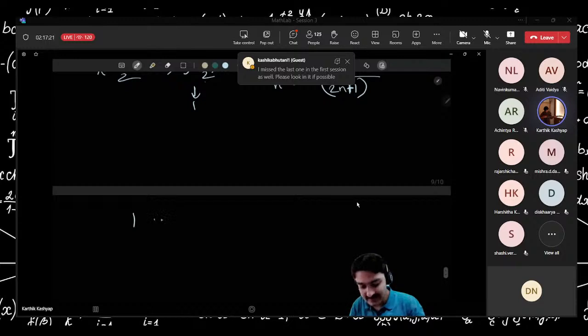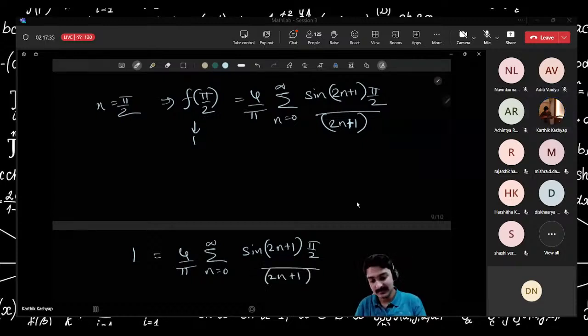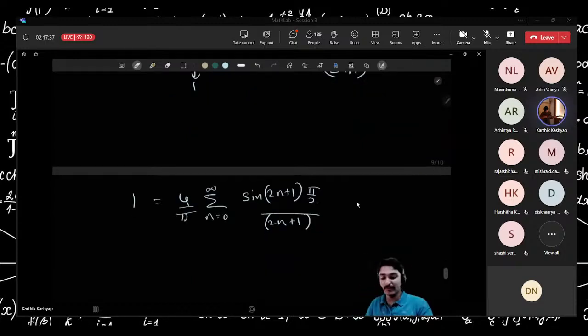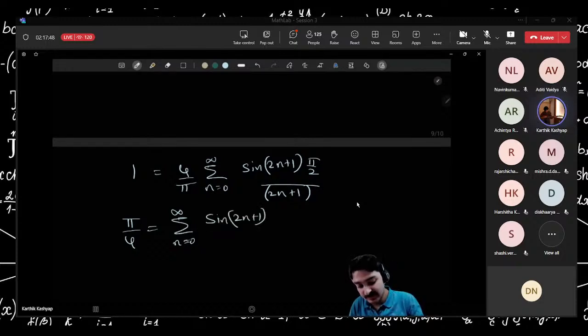So we can write 1 is equal to 4 by pi times the summation n is equal to 0 to infinity sin (2n plus 1) pi by 2 divided by 2n plus 1. So we can send this pi by 4 to the other side because it's a constant that is multiplied. Pi by 4 is equal to the summation n is equal to 0 to infinity sin (2n plus 1) times pi by 2 by 2n plus 1.